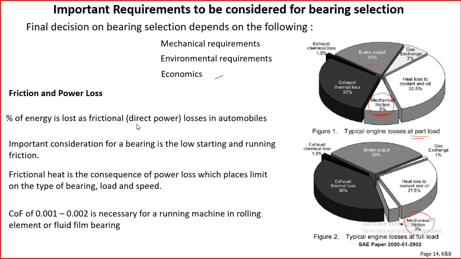So percentage of energy lost as frictional losses in automobiles is about 10%. An important consideration for a bearing is the low starting and running friction. So we want low starting friction and low running friction. Frictional heat is the consequence of power loss, which places limits on the type of bearing, load, and speed. And the coefficient of friction which is necessary for us is in this range, 0.001 to 0.002, for running machines in rolling element or fluid film bearing.